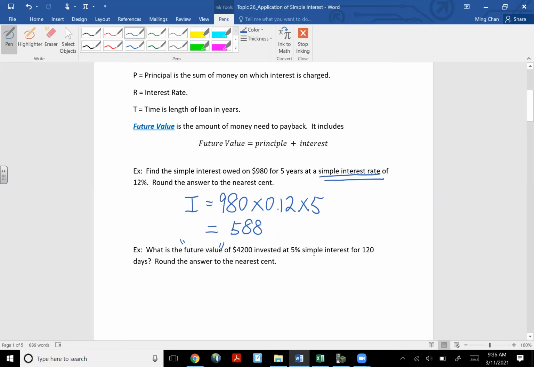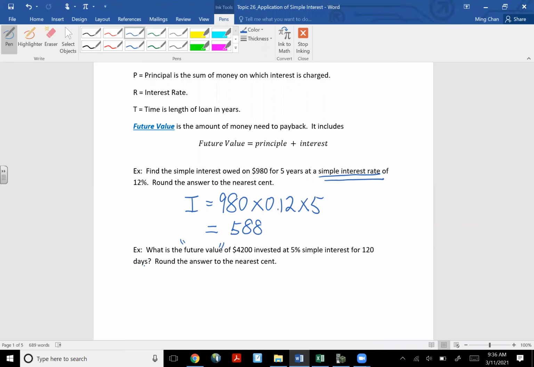$4,200 invested at a 5% simple interest rate for 120 days. This problem is not necessarily about borrowing money. It's more like investing money. Investing money simply means that you are lending your money to the bank, and then they will pay you the interest. So rather than you borrowing the money, you're lending the money to the bank. What we're missing here is the interest. We need to figure out the interest first.